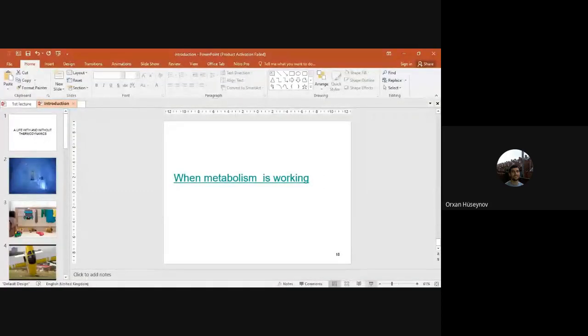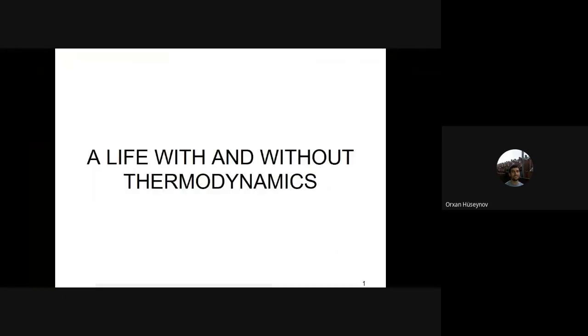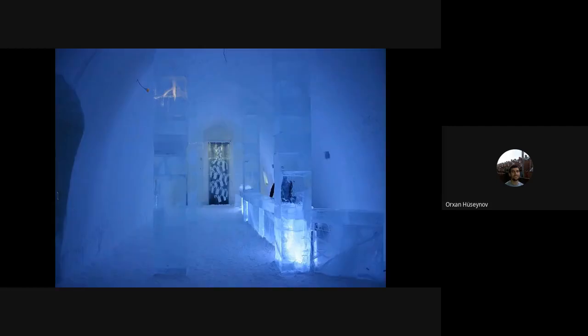So the applications I've collected for you are a life with and without thermodynamics. Okay, so when we think that there is thermodynamics and when we think that there is no thermodynamics. I will show some examples to you. And the first example is that something is missing. In this example it is the heating system. You don't have any heating system, and therefore everywhere is ice. And this is one application of thermodynamics, that you should have the heating system.